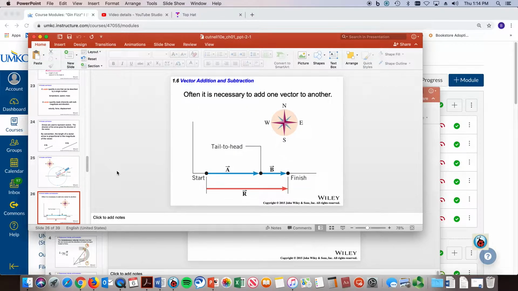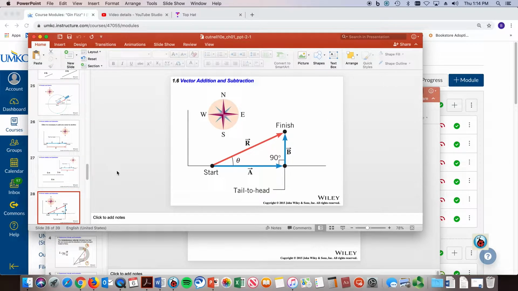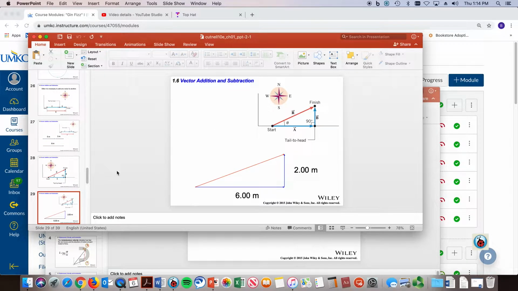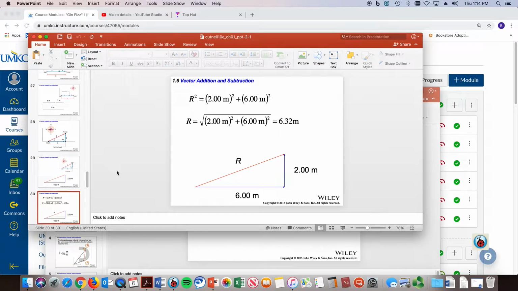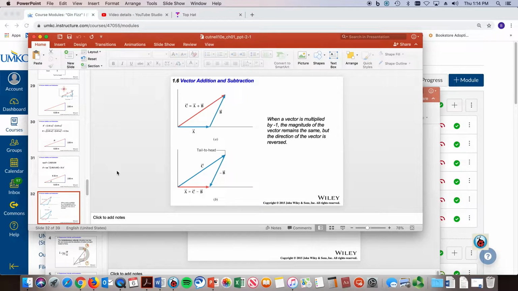Often it's necessary to add one vector onto another to get the resultant vector. You go tail to head, tail to head. This one's not too bad, 5 to 3. This one, if we add the two to get the resultant vector, tail to head, you have to do a little trig, 6 to 2. There it is. That's what we've been doing, 6.32 squared. So don't feel too overwhelmed by this, because tomorrow in class we're not going to go over this. We're going to start right away.